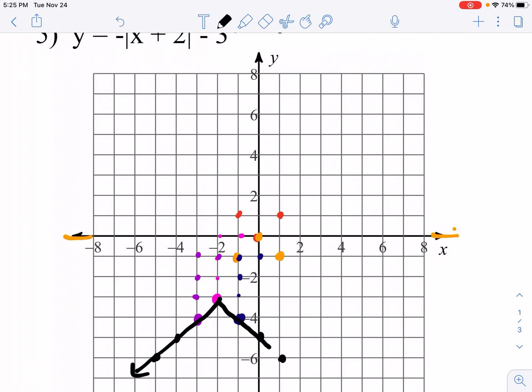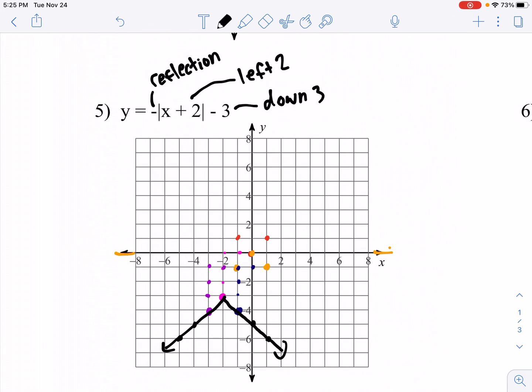So this would be the graph of our absolute value equation for this guy here. Y equals the negative absolute value of x plus 2 minus 3. Okay, so we reflected it over, then we moved to the left 2, down 3.